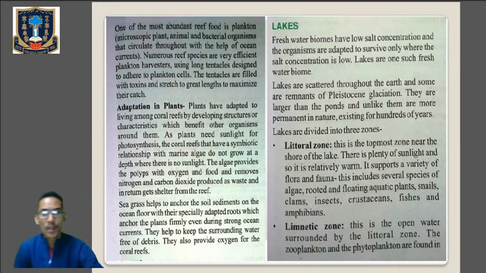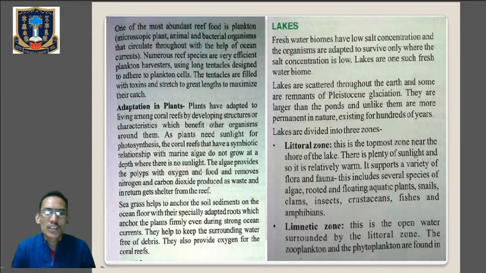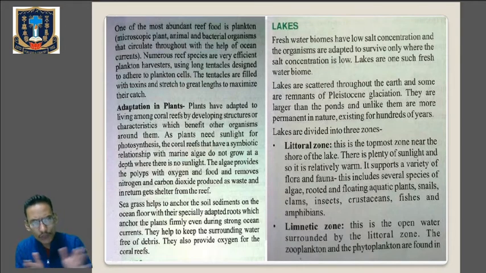Now next one. One of the most abundant reef foods is plankton, the microscopic plants, animals and bacterial organisms. Numerous reef species are very efficient plankton harvesters, using long tentacles designed to adhere to plankton cells. The tentacles are filled with toxins and stretched to great length to maximize their catch. Okay, let's go to the plants.